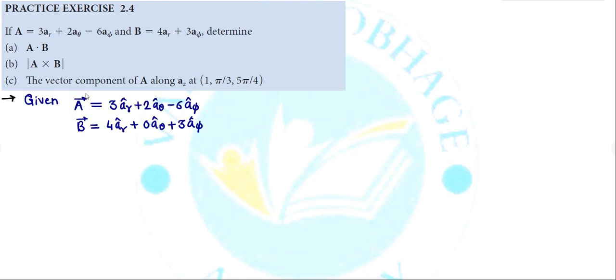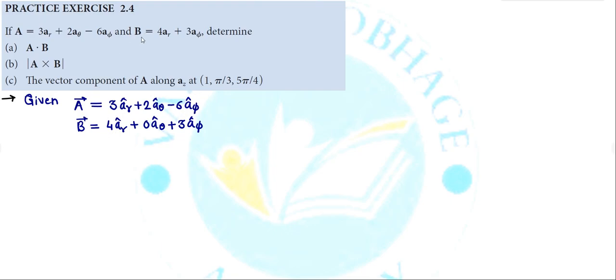Okay, so we will start with what is given to us, and then we will move on to the A, B, and C parts. Firstly, we are going to write what is given to us. We are given two vectors. If you observe these two vectors, they are given in terms of r, theta, and phi, so that is the spherical coordinate system. Vector A is expressed in the spherical coordinate system, having the components along AR, A theta, and A phi direction, which are 3, 2, and -6.